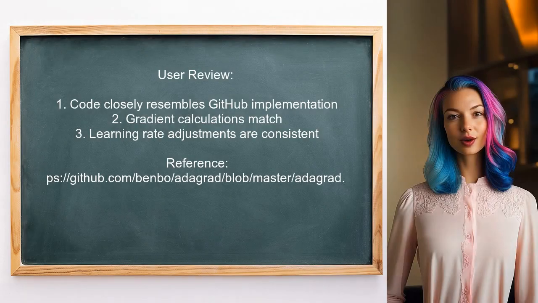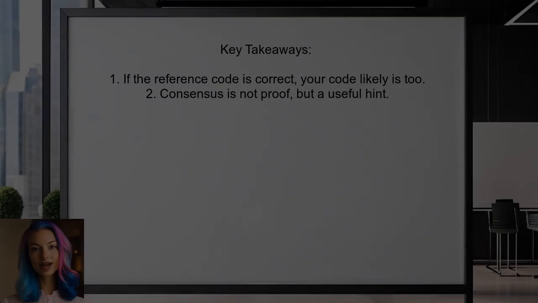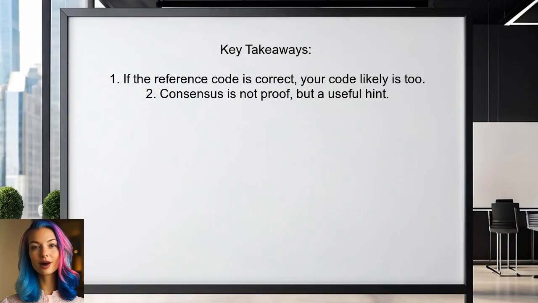A user reviewed your Adagrad implementation and noted that your code closely resembles an existing implementation found on GitHub. They pointed out that your gradient calculations and the way you adjust the learning rates match the patterns used in that reference code. They emphasized that if the reference implementation is correct, then your translation should also be correct. However, they cautioned that consensus does not guarantee correctness, but it can serve as a helpful hint.